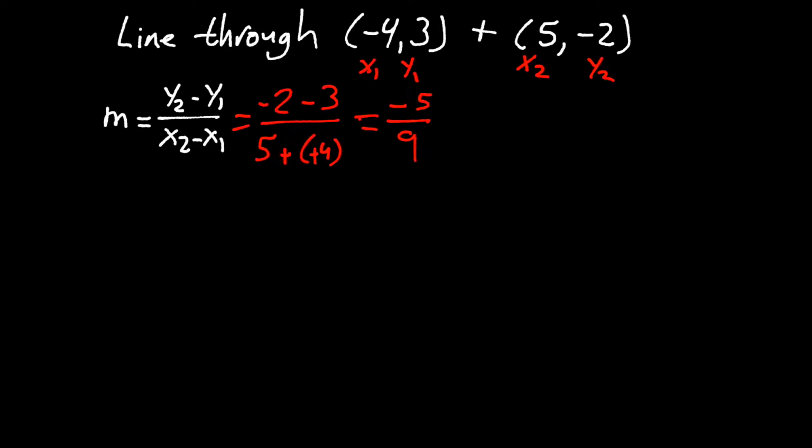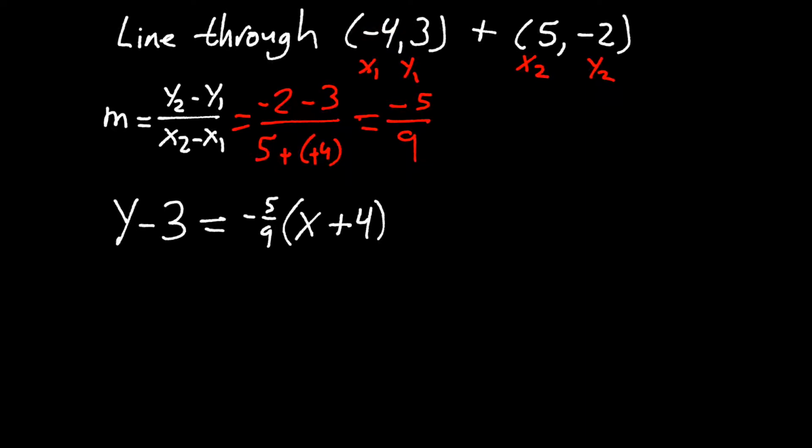And we can then take this slope and either one of these points will work perfectly well for our point-slope form. We just take the m and decide, do I want to use the first point or do I want to use the second point? It's up to you. If we use the first point, we would have y minus 3 equals -5/9 times x plus 4, and it would be plus 4 because this is a -4 here.